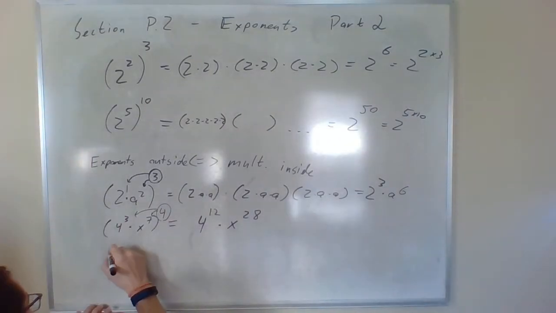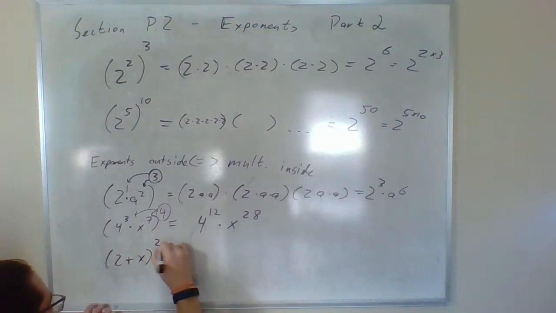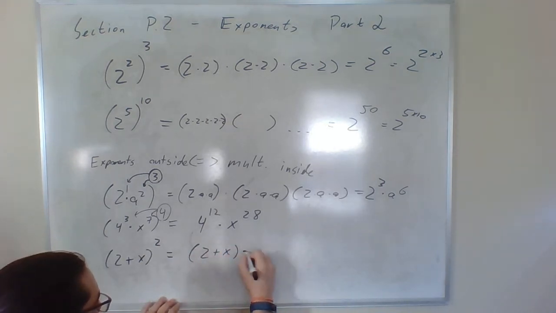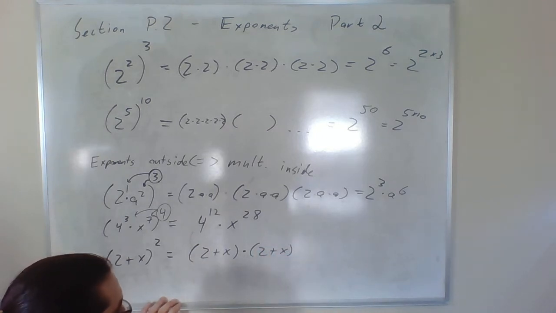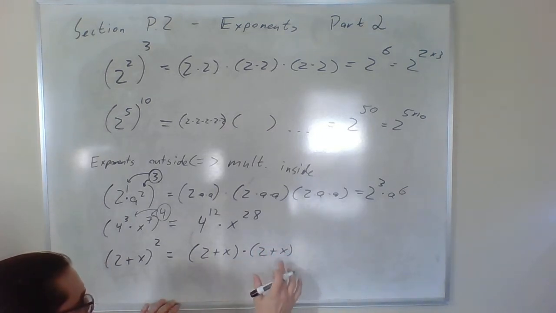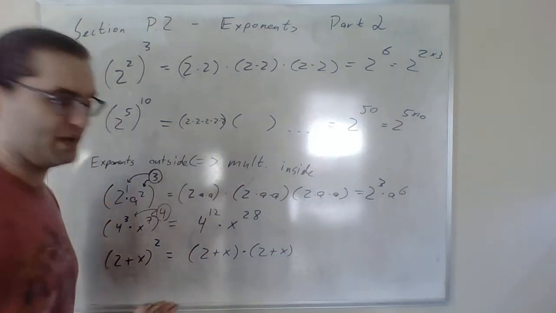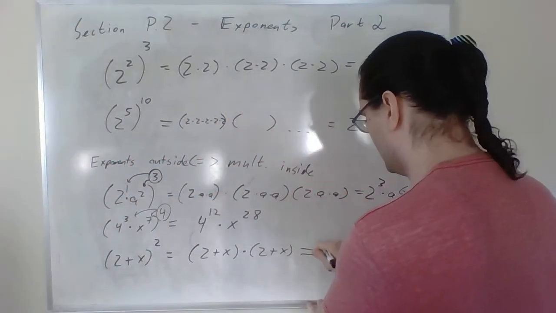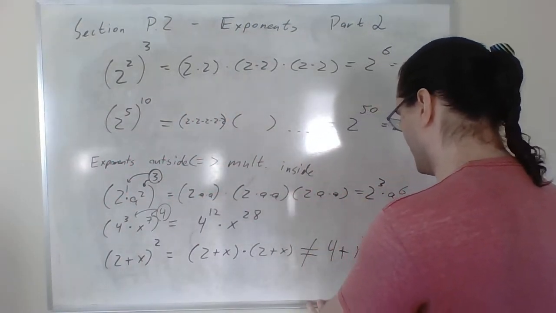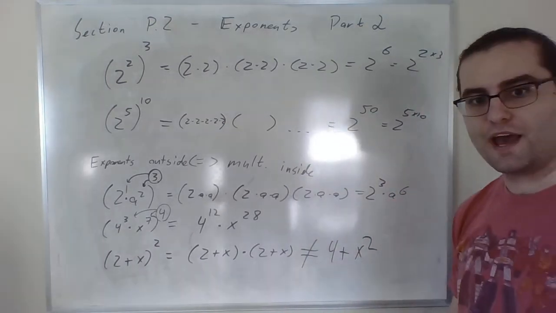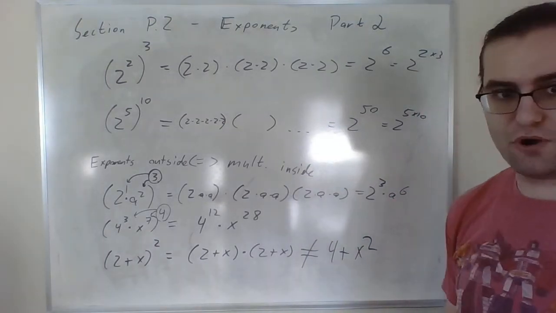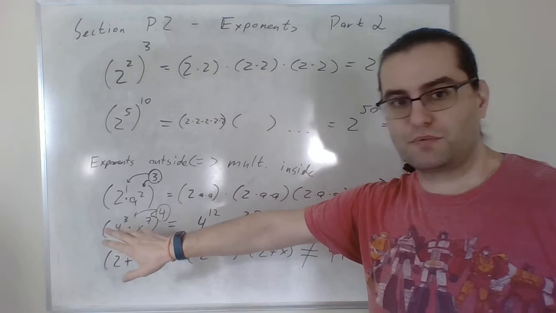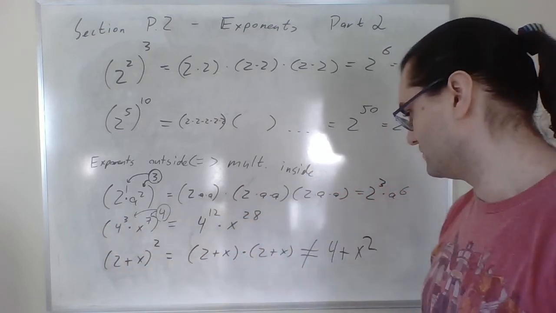If you try to take something like 2 plus x squared, if you simplify that, you get a 2 plus x times a 2 plus x. These operations are different and they interact in different ways. There is no distribution here. This is not 4 plus x squared. Exponents don't distribute over addition and subtraction. They only ever distribute over multiplication and division. So this is no good.